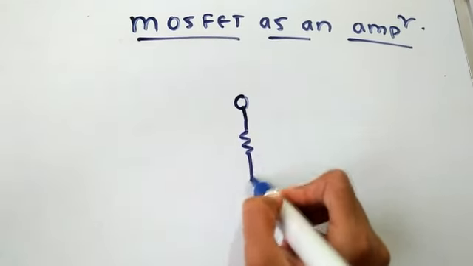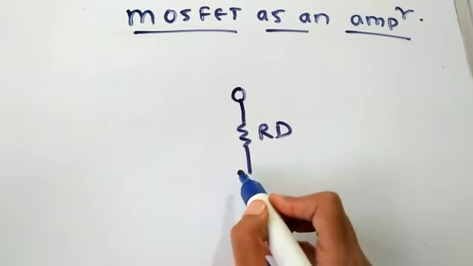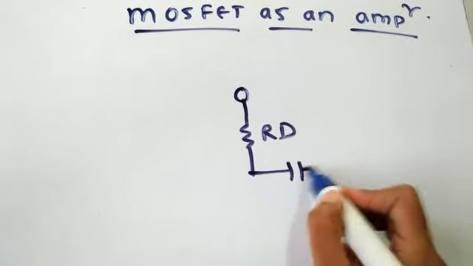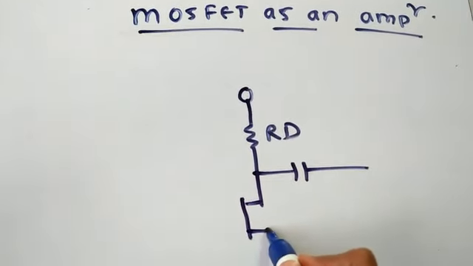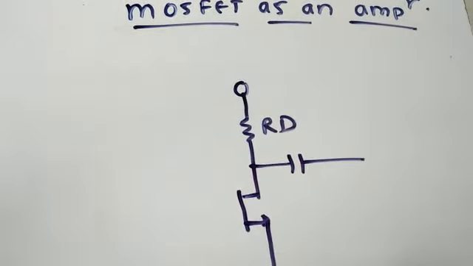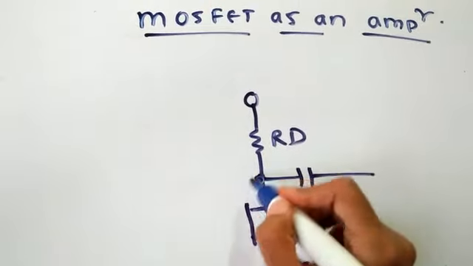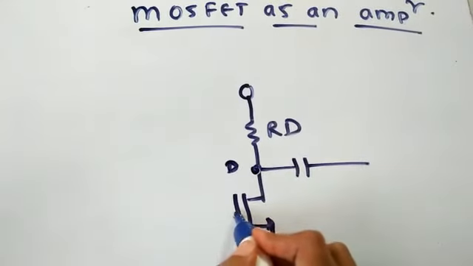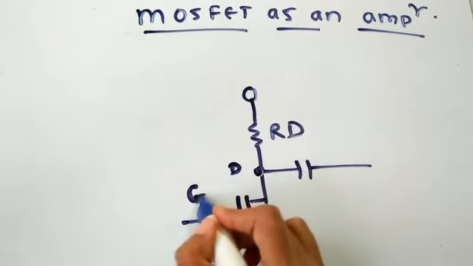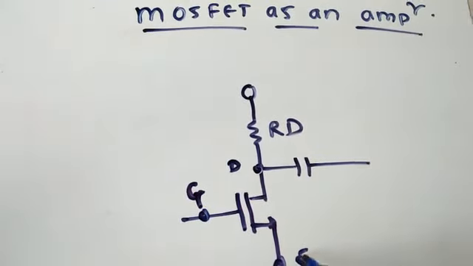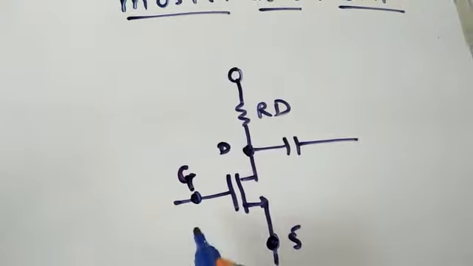The circuit for this has a drain resistor, denoted with the letter RD, and this is the symbol of the MOSFET. This is the source terminal, this is the drain terminal, and this is the gate terminal. Gate, drain and source terminal.